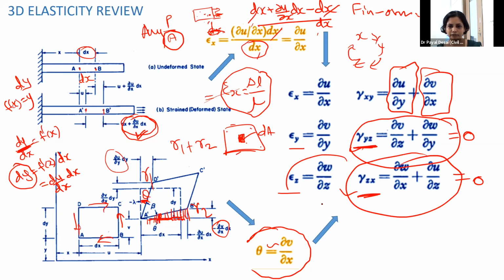Similarly, here epsilon z is also not there. So there will be only epsilon x, epsilon y, that is the normal strain in the x and y direction. And you have the in-plane shearing strain, that is gamma xy. But we end up analyzing only the mid surface.